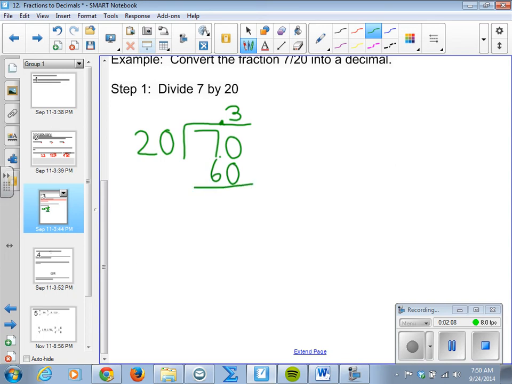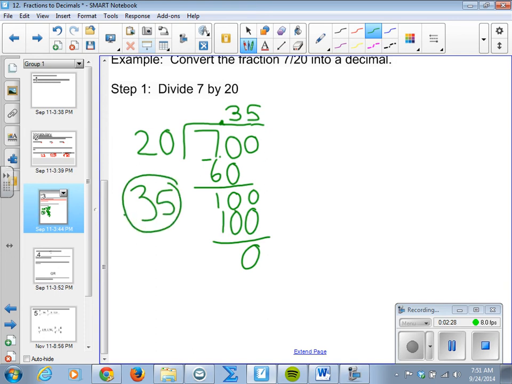So 3 times 20 is 60. Subtract those, we get 10. We can keep adding zeros as much as we need to without changing the value. 0 comes down, makes it 100. 20 into 100 5 times. And at this point, we are done. So the answer would be 35 hundredths.